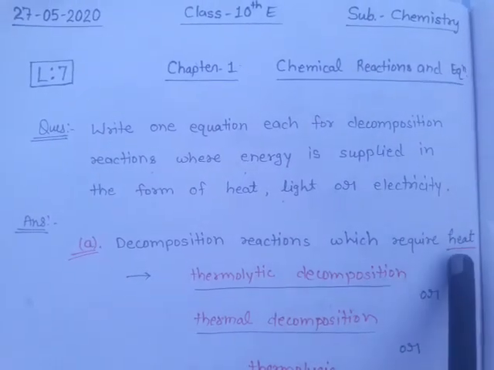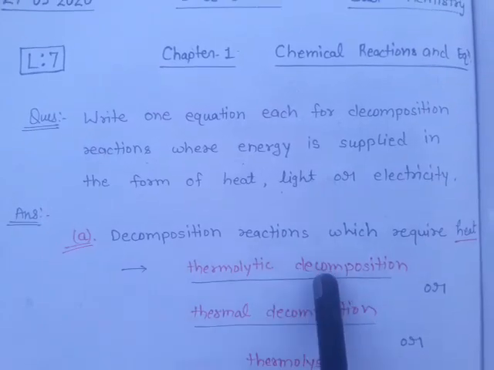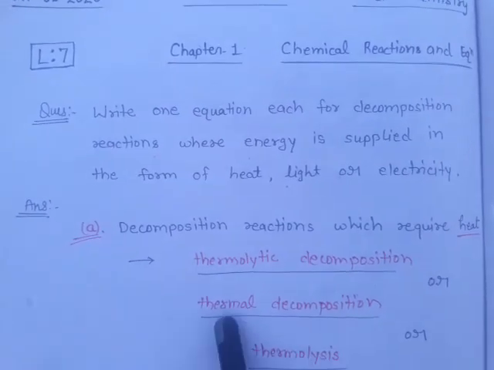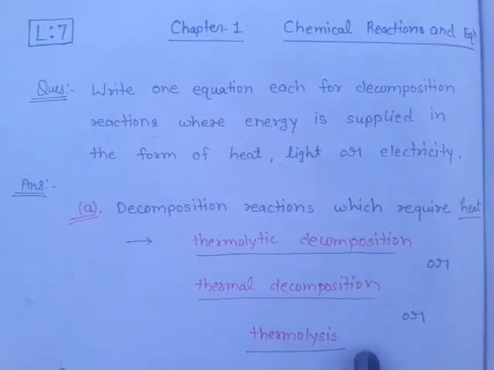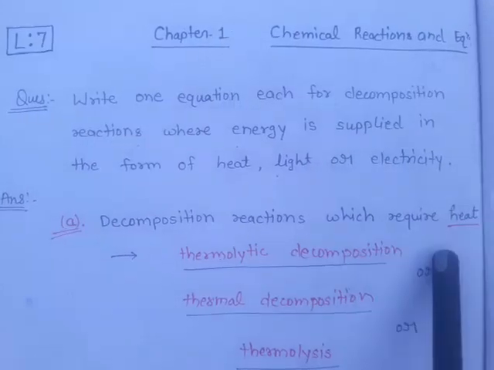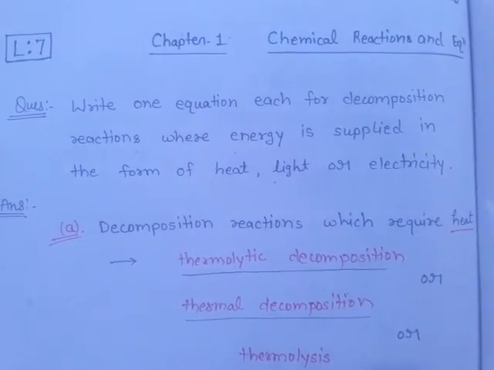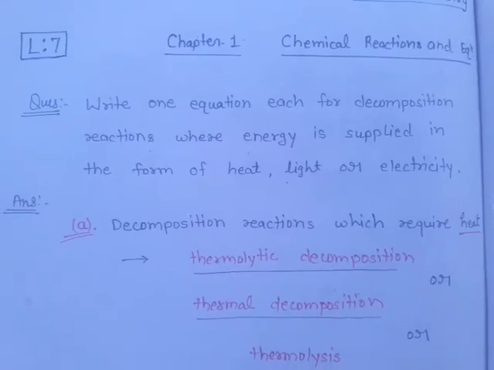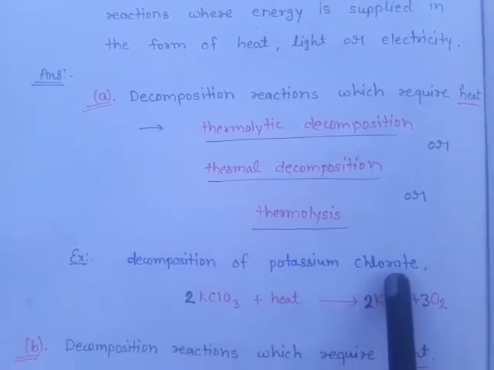That type of decomposition reaction where energy is supplied in the form of heat is said to be a thermolytic decomposition reaction or thermal decomposition reaction, also known as thermolysis. That is, when heat is required as the energy, that type of decomposition reaction is said to be thermolysis. An example of this type of reaction is the decomposition of potassium chlorate.